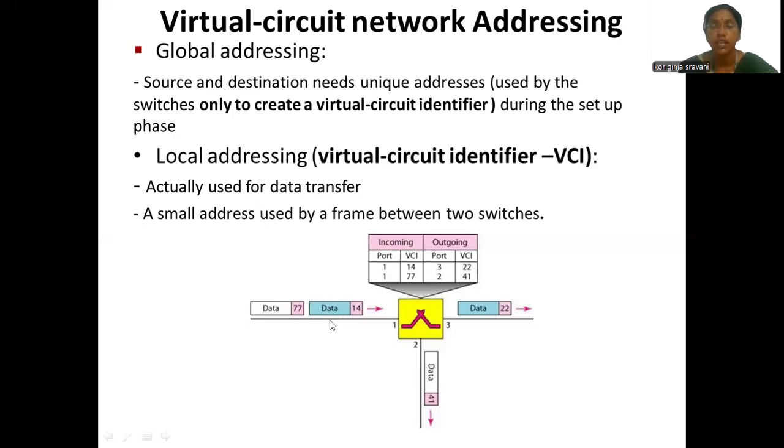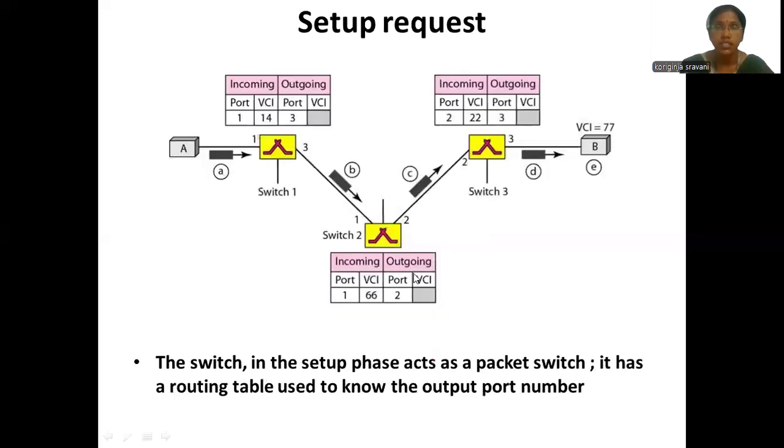Whenever you are sending data, you need to send the packet with this virtual circuit identifier. To identify the next port and the next switch, we need to have this virtual circuit identifier. So this is called a small address used by a frame, nothing but a packet, between two switches. Between two switches, we have this address which varies according to the data transfer. So this is the setup request. In the setup request, we have a global address here. You can see an example here.